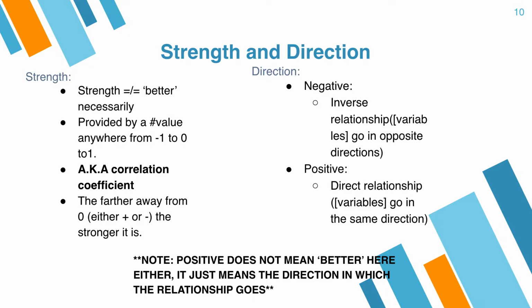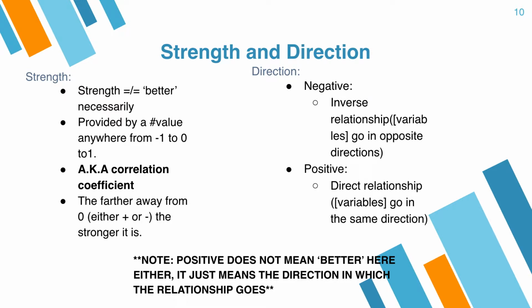Strength and direction is also actually quite simple, and kind of like how correlation does not mean causation, strength does not mean that it's better necessarily. It's provided by a number value anywhere from -1 to 0 to 1. The correlation coefficient is basically the farther away from zero you are, whether positive or negative, the stronger it is. So, for example, if you had -.89 and you had .7, -.89 would be stronger than .7.